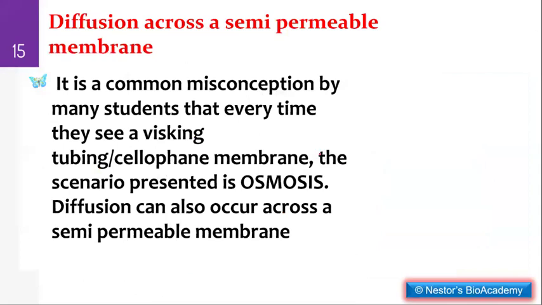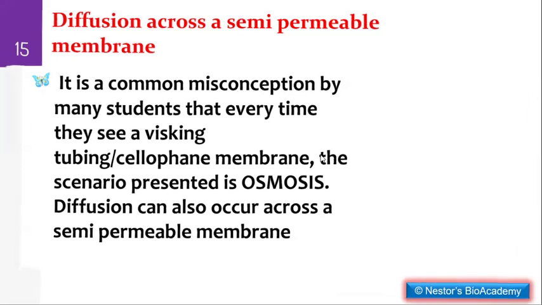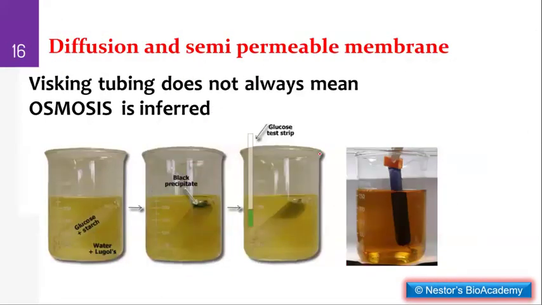Many times, as you will learn further, osmosis involves movement of molecules across a semi-permeable membrane. And so this usually brings in a lot of confusion when sometimes students see a Visking tubing or any semi-permeable membrane. They always easily tend to think the process under investigation is osmosis, but in most cases, diffusion also can occur across a semi-permeable membrane. And I want us to review this very briefly.